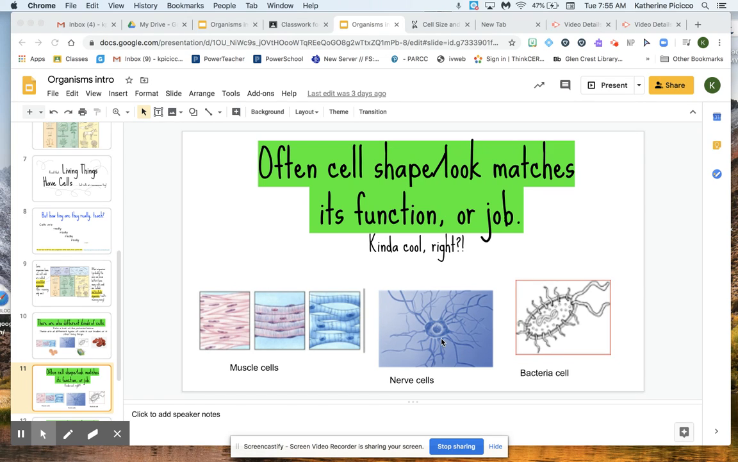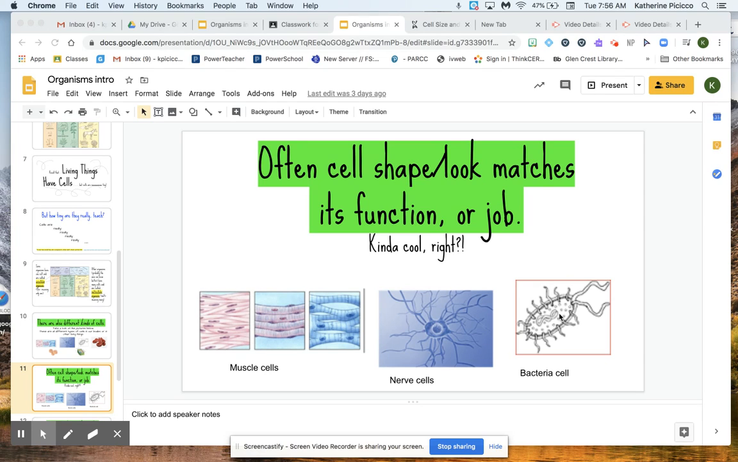Nerve cells have to send messages throughout your body. So, they would receive a message like, oh, maybe you hurt yourself, and your brain sends that message to the rest of your body to feel pain, right? And so it would receive the message here and then send it quickly throughout all of its little tentacles or arms. And then this last one is a bacteria cell.